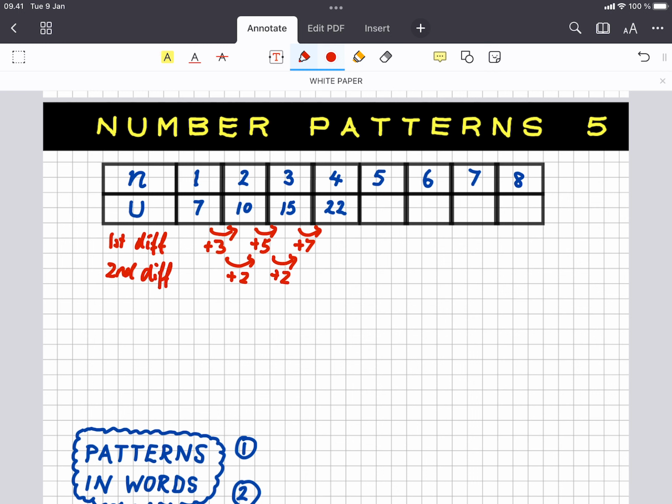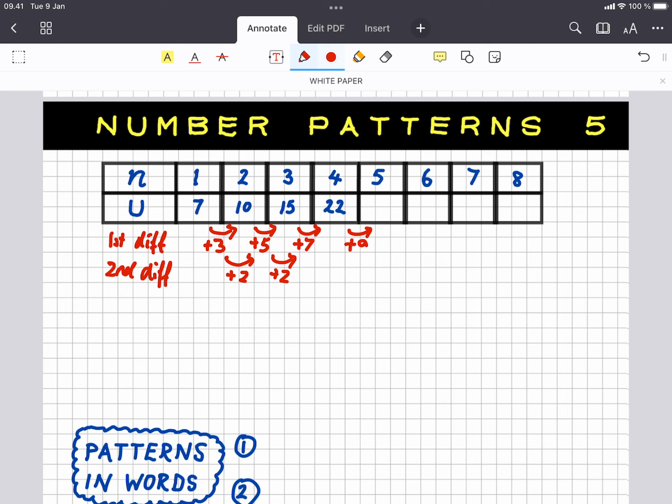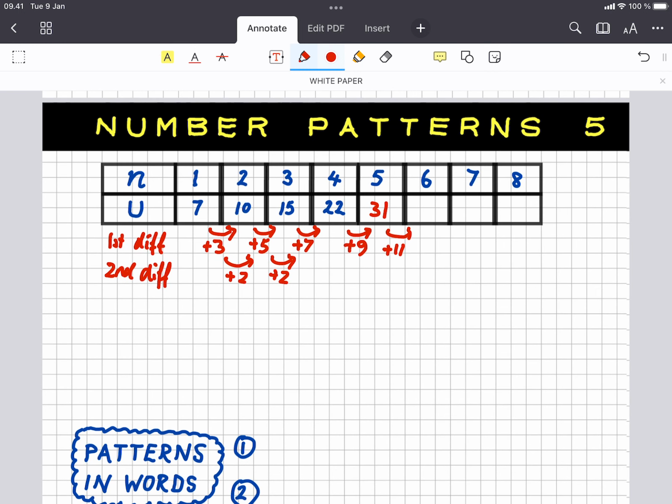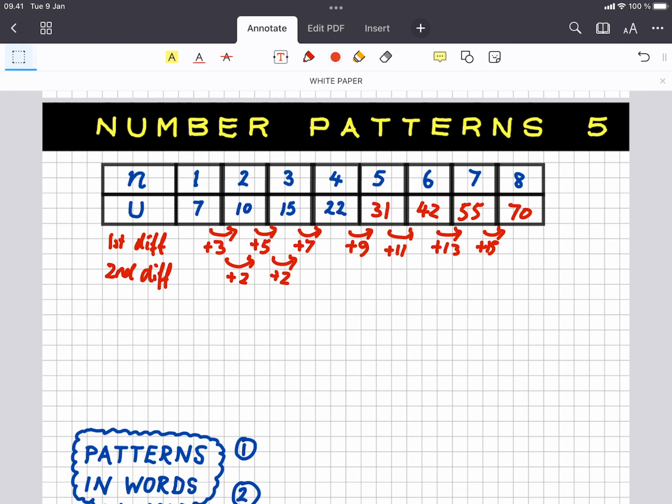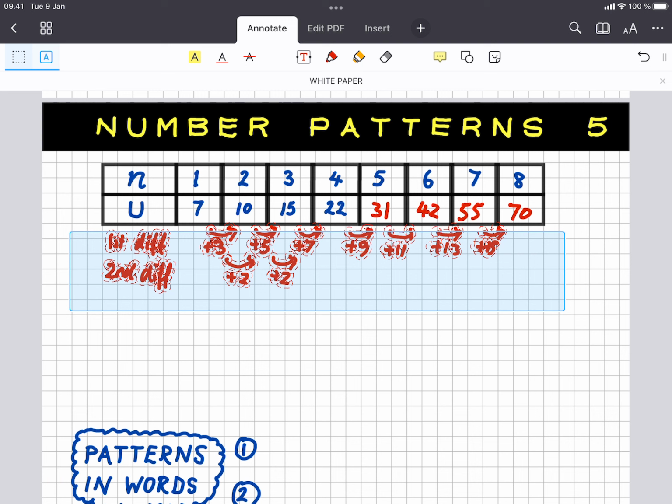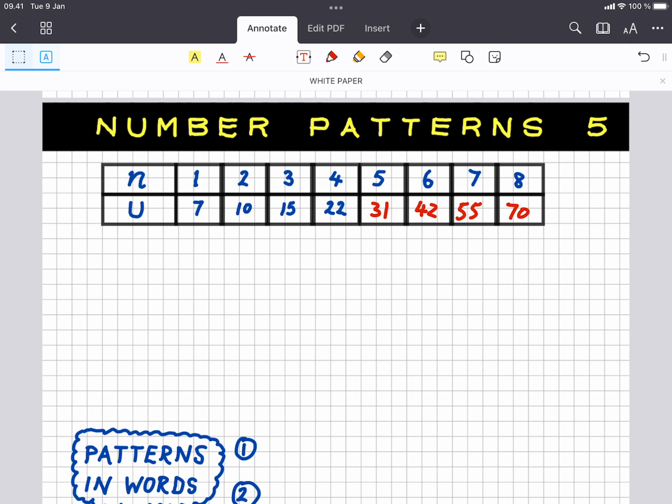So the next one should be going +9, if I can get my pen to work. So +9 should give us 31, and then +11 should give us the next one, 42. +13 should give us the next one, 55. And +15 should give us the next one, 70. So that's our predictions in the table. Now let's have a look at how we're going to crack the algebraic rule for that.